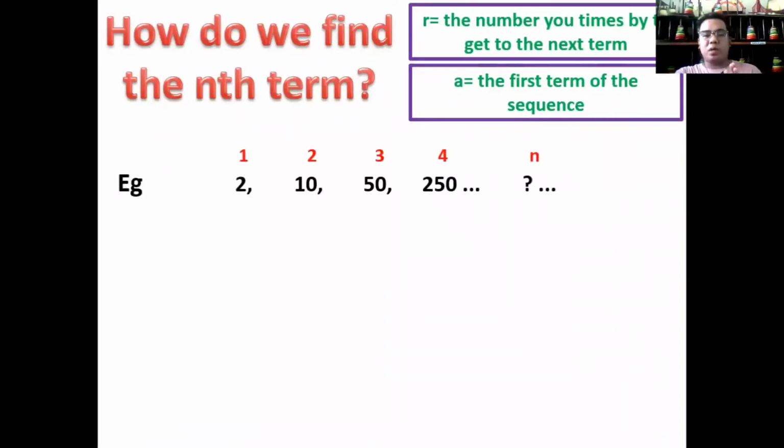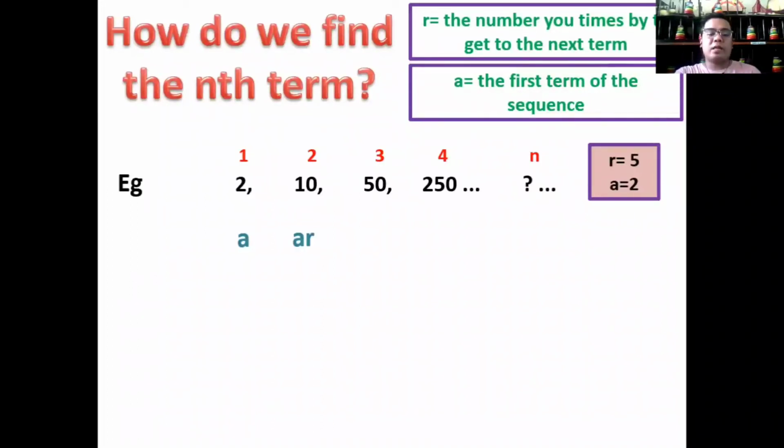For example, in the given sequence 2, 10, 50, 250, and so on, how do we get the nth term, or shall I say, the 20th term, the 30th term, and so on? Simply, we are going to identify first the given. We have here the common ratio, which is 5, and a sub 1 is 2, the first term.